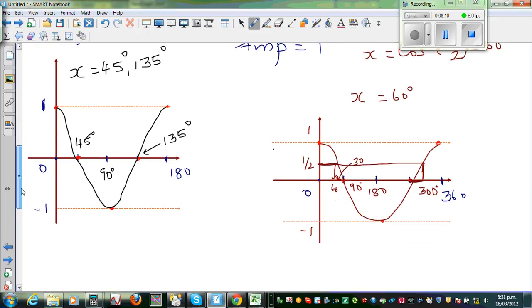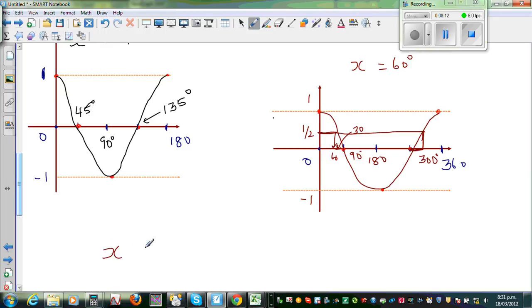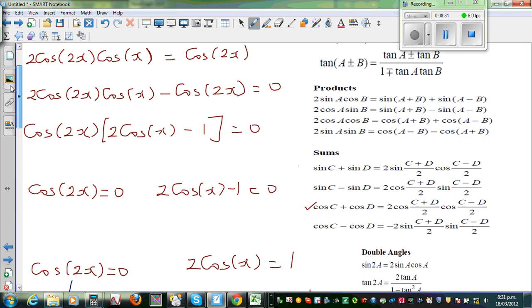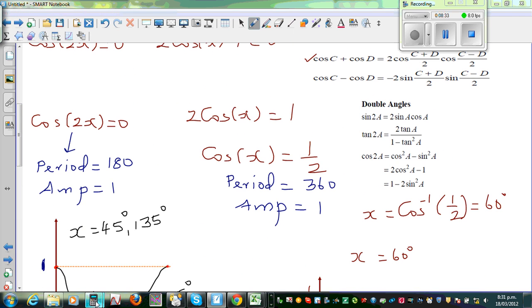So the three answers are, x is 45 degree, 60 degree and 135 degree. These are the three solutions between 0 to 180 degree. So now how can you check this on a calculator?